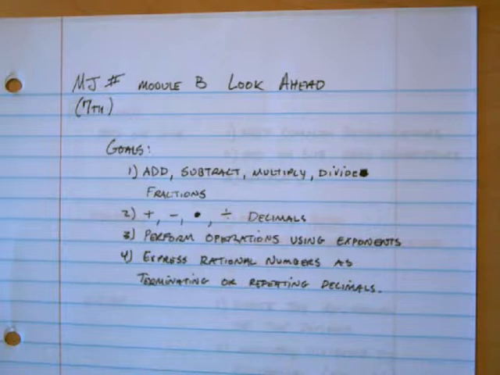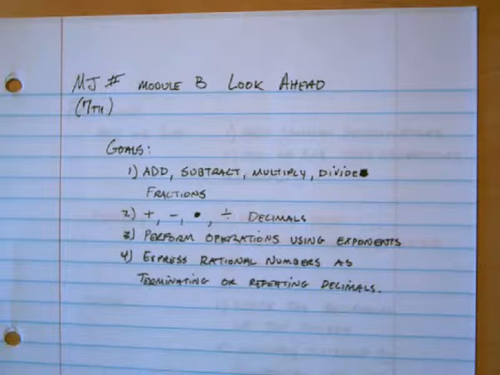B coming up. And the first thing I want to do is just look at the goals. We don't really have time to talk about that in class sometimes, but I really want you to know what you need to be able to do well in Module B. Here's the 4 things you need to be able to do.